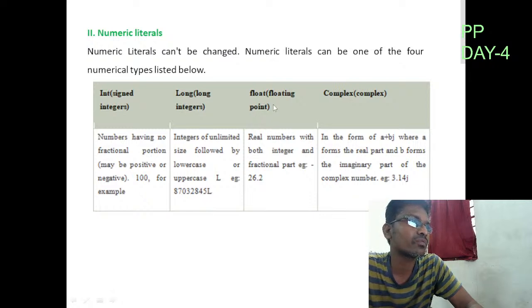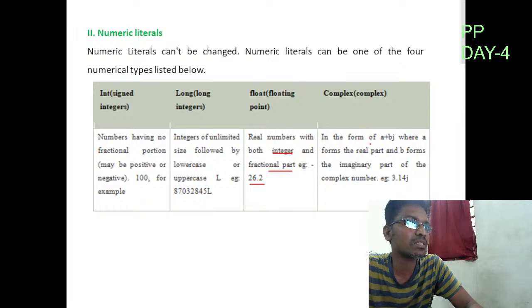Next, floating point numbers. The floating point numbers contain both an integer part and a fractional part. For example, 26.2. So this number is called a floating point number.